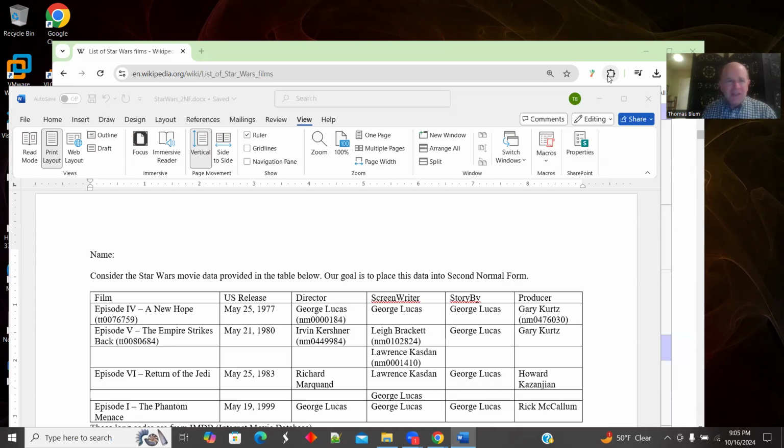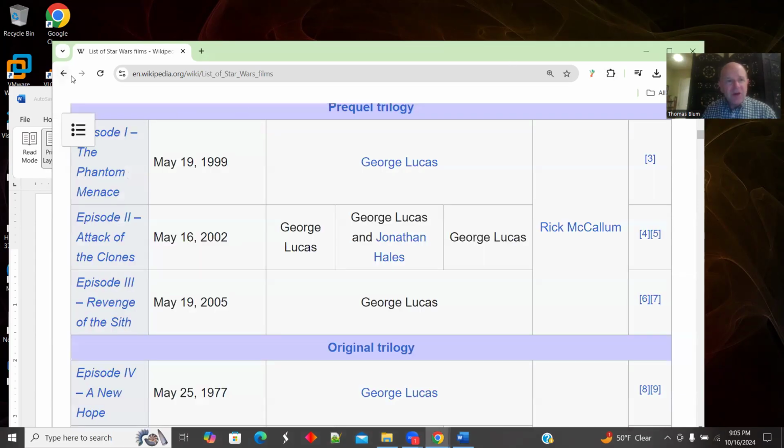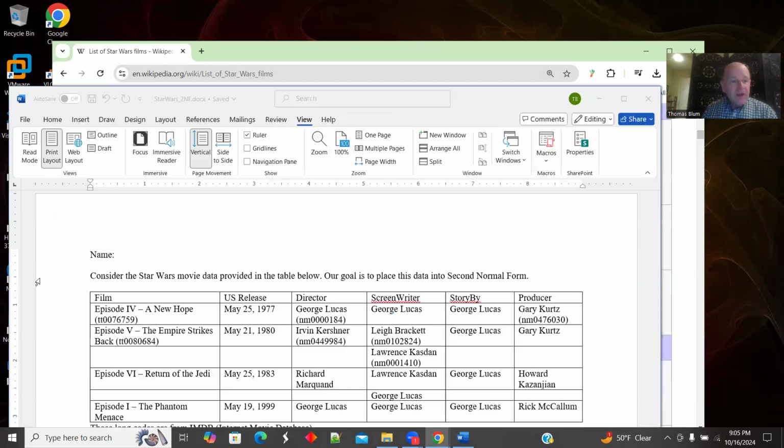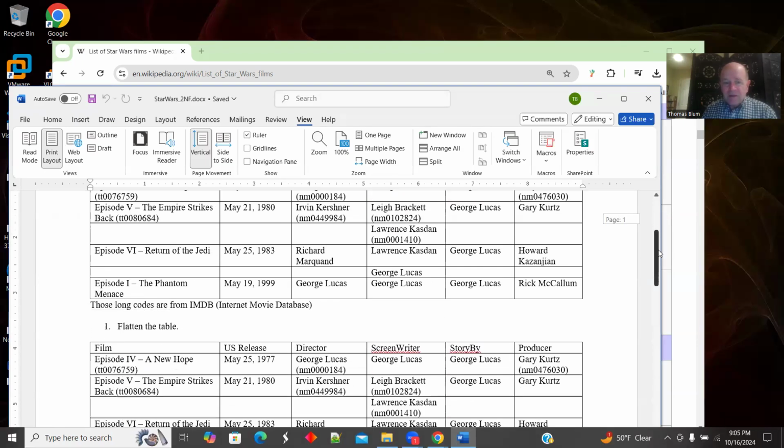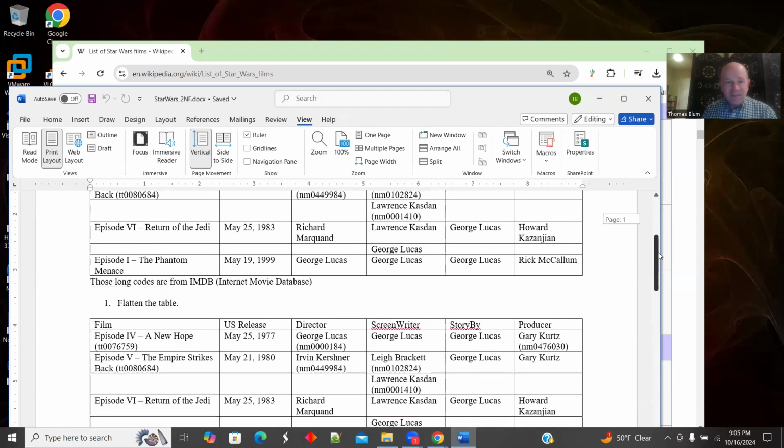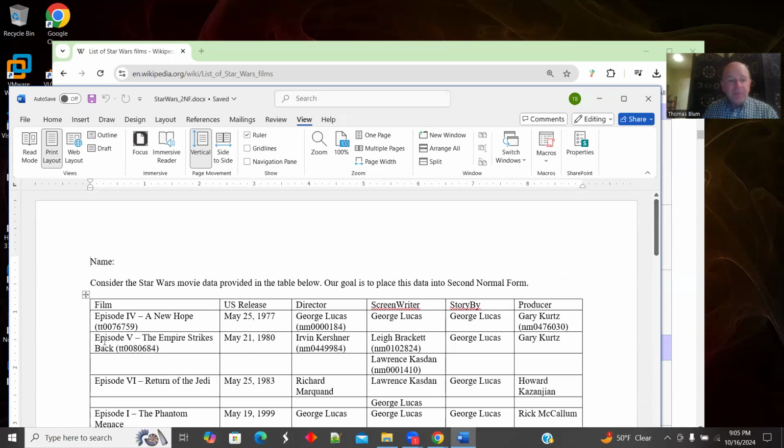So I did a combination. I took things from Wikipedia, basically this list of Star Wars films. And I also had a little peek over at the Internet Movie Database, the IMDB. So I wanted some primary keys, and so I took the primary keys from the IMDB.